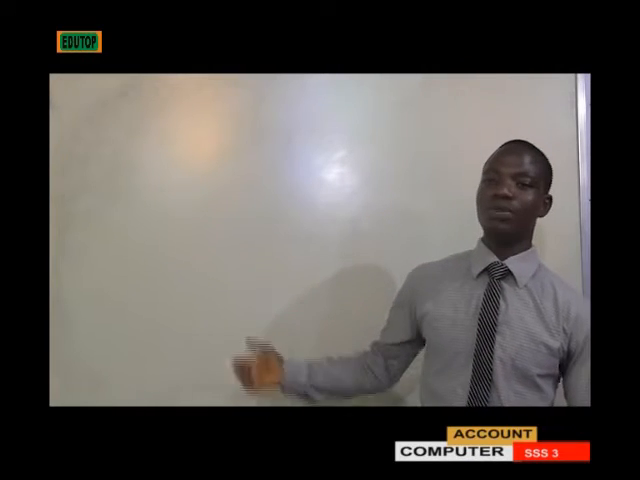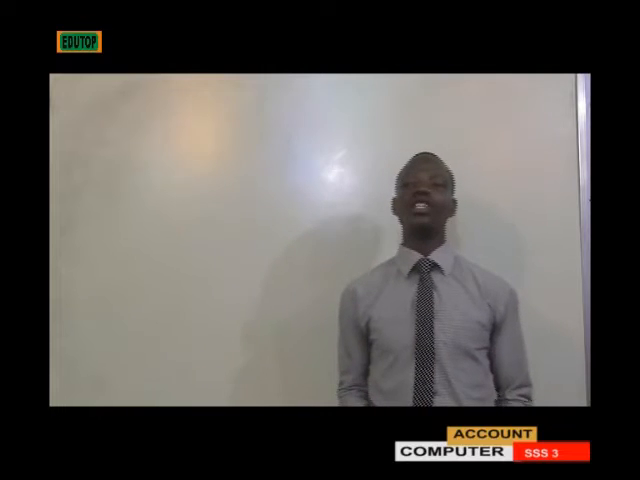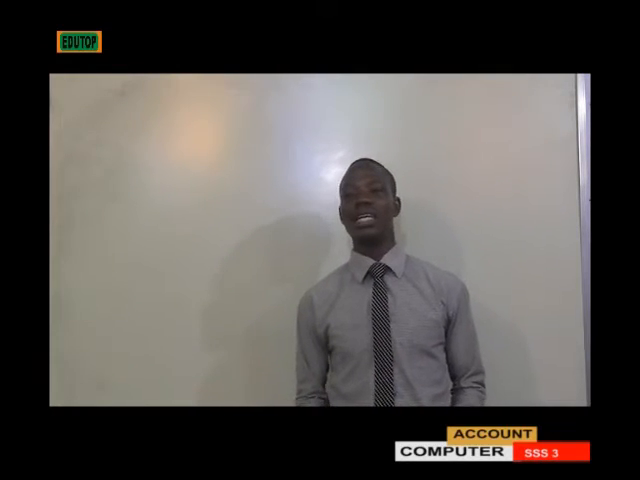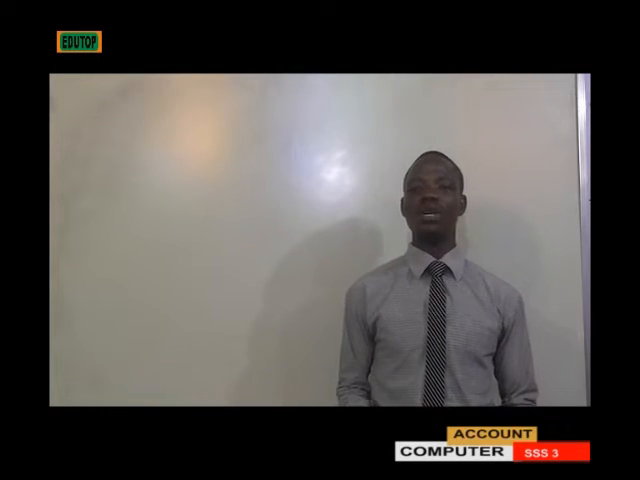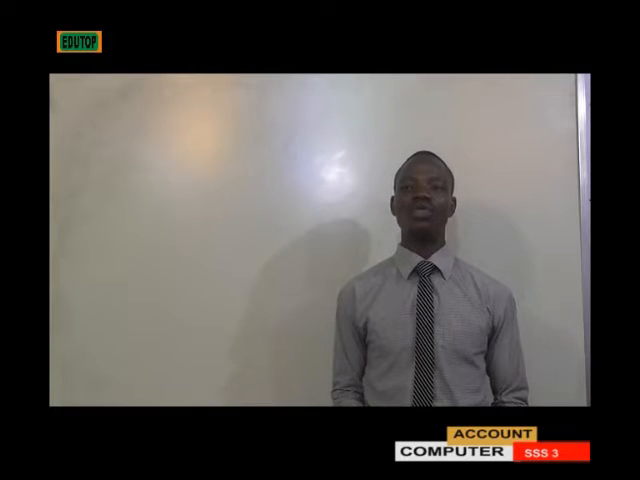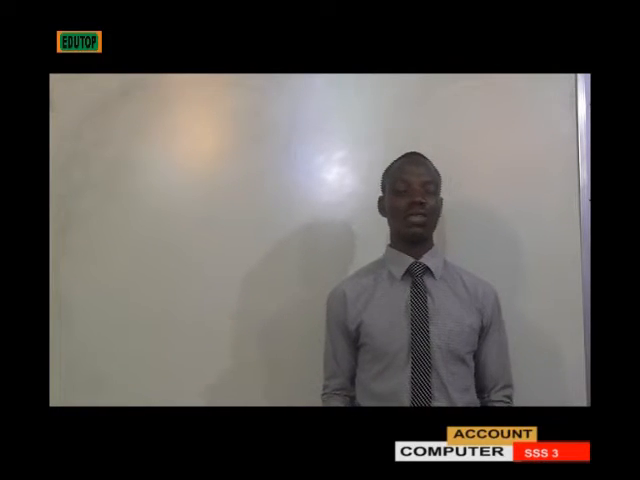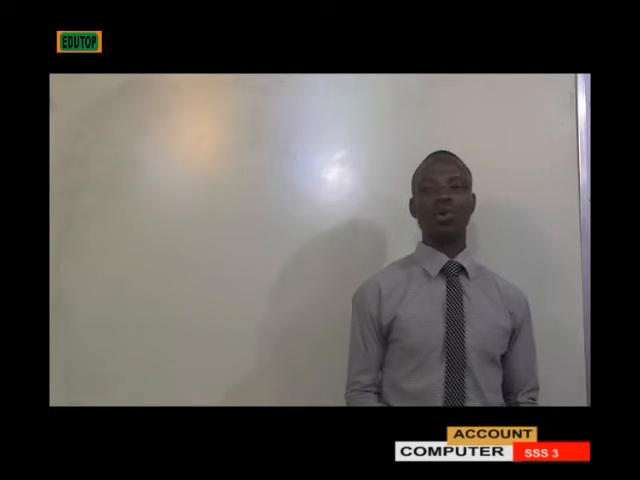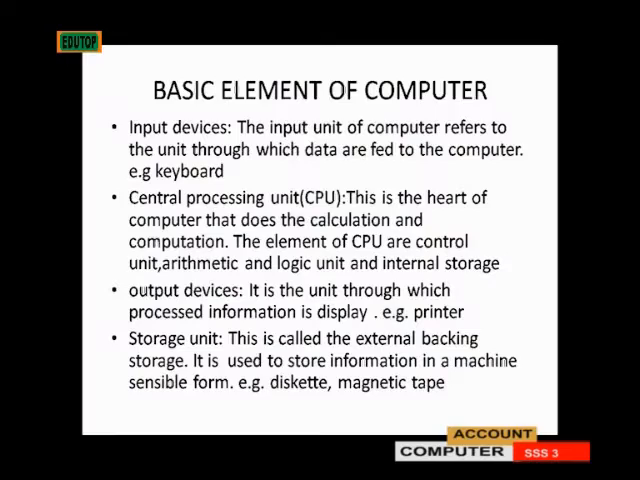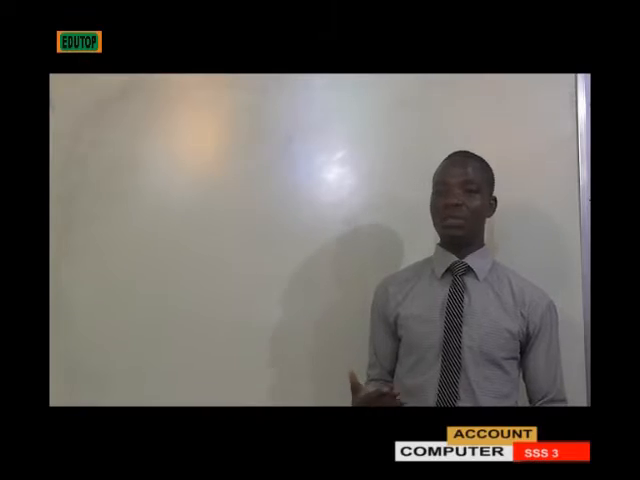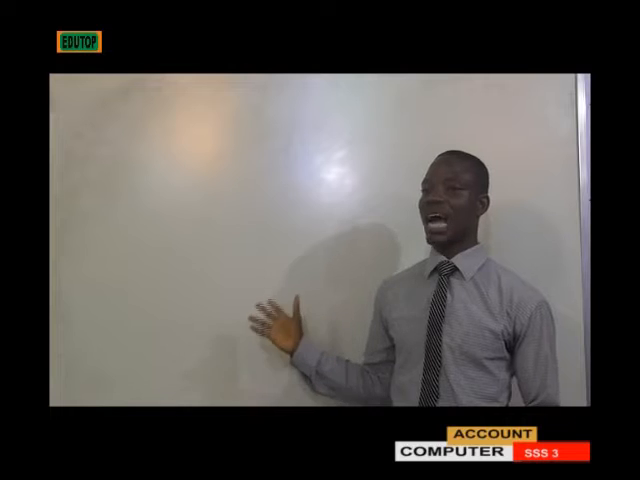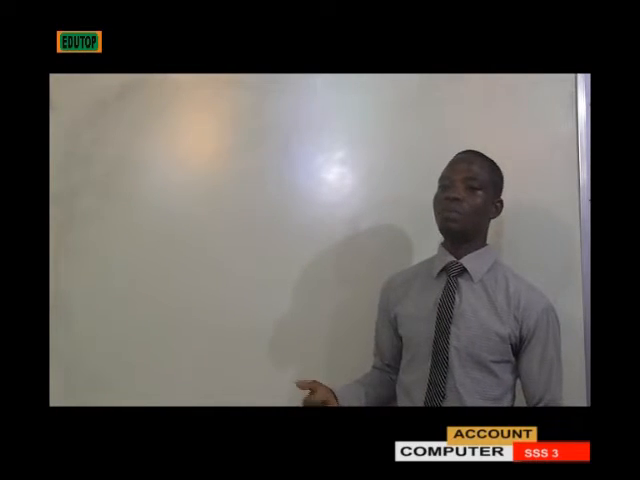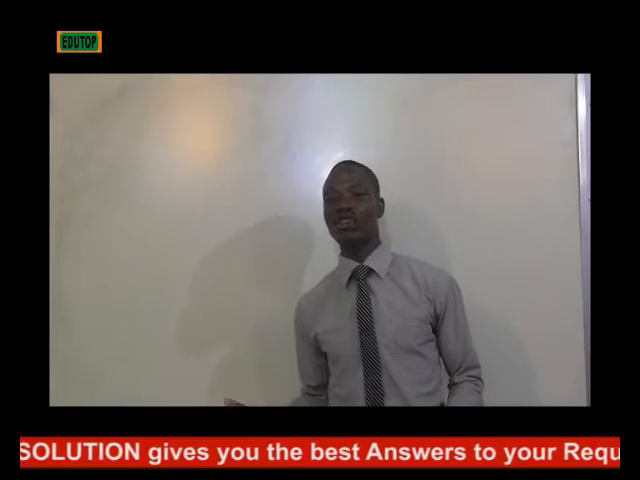Now we're talking about output devices. It is the unit through which processed information is displayed. What are the things we have? The information is displayed through a printer, then through a screen in the computer. So that is it on the output device. Let me lay emphasis on that output. There is what we call the display unit in the computer. So it appears, and it can also be printed through the printer. So the printer is also called an output device.